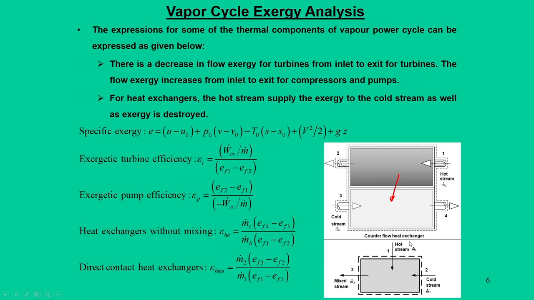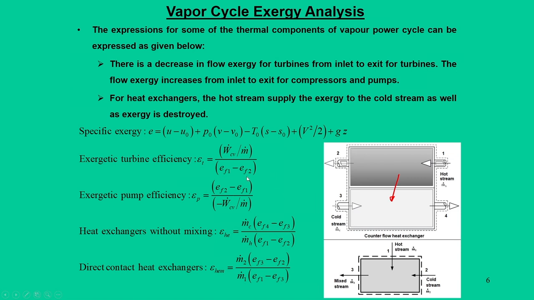But in another type of arrangement, there can be a possibility that a hot stream is coming and a cold stream is coming, and it goes out as a mixed stream. That means both the fluids are mixing together. So, here we can say the mass balance is M1 plus M2 gives M3. Accordingly, the terms for the exergetic efficiency for different components we can find out.